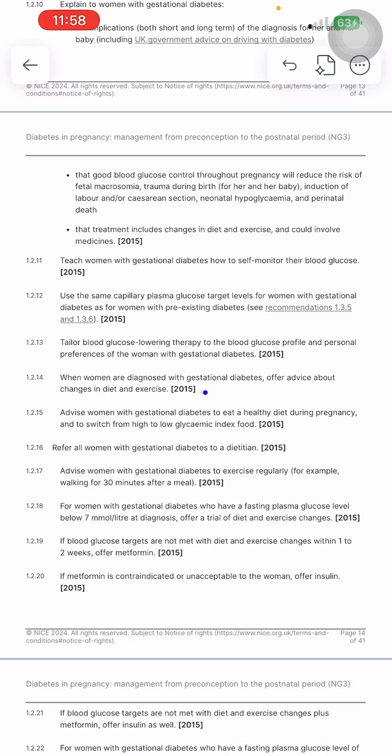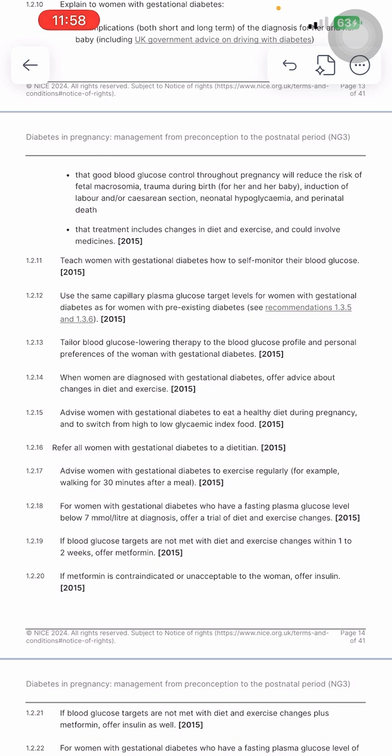Women who are diagnosed with gestational diabetes should be offered advice about changing their diet and exercise. So you have to start initially, if the cutoff of 5, 6, 7, 8 is exceeded. The first treatment would be to offer her diet and exercise. After 2 weeks you have to review the patient. If the sugars are not controlled, then you have to advise starting her on an oral hypoglycemic agent.